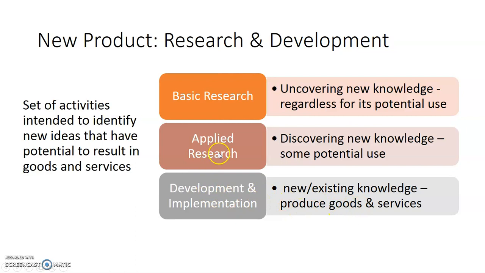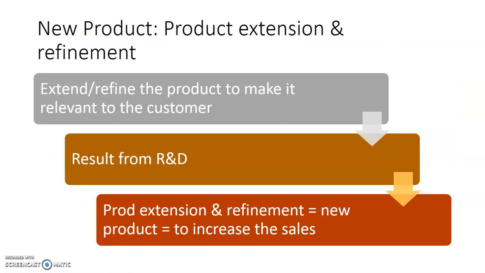Okay, now after you do research, then you do the development for you to implement it. Research is to find or discover knowledge. But when you develop, meaning that the idea that you researched has a potential, so you develop it for implementation. So that is research and development. And the second one is product extension and refinement. We are going to study this again in the chapter, I think chapter 9 or 10, something like that.